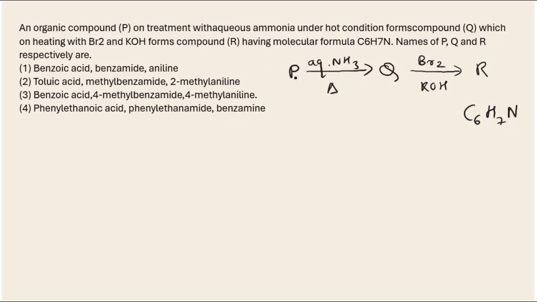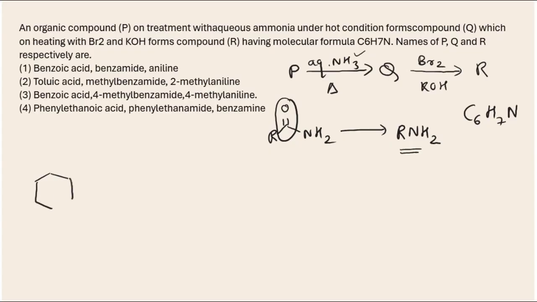So that means what? The P has to be an acid. So here you are converting it to an amide. And amide on treating with bromine KOH, this reaction condition should strike your mind that it is Hoffmann bromamide degradation. So the product must have one carbon less as compared to your reactant, because in Hoffmann bromamide degradation, the name itself suggests degradation. So this will get escaped, right? So what happens to this? It forms an amine. So let's check for the first option.